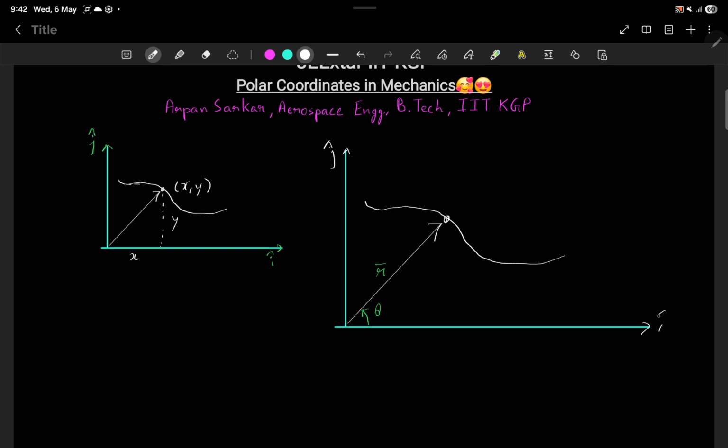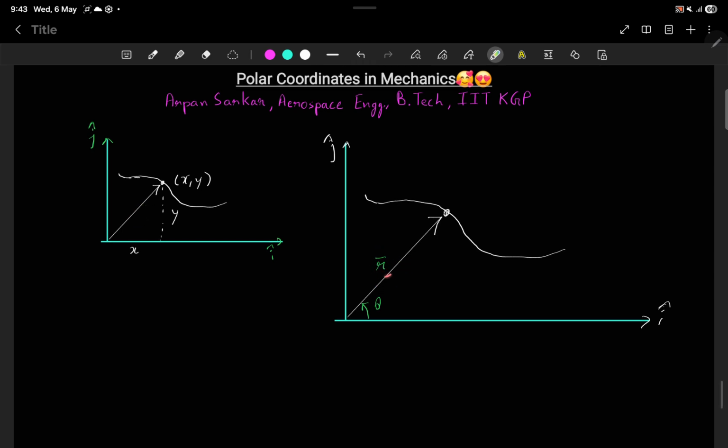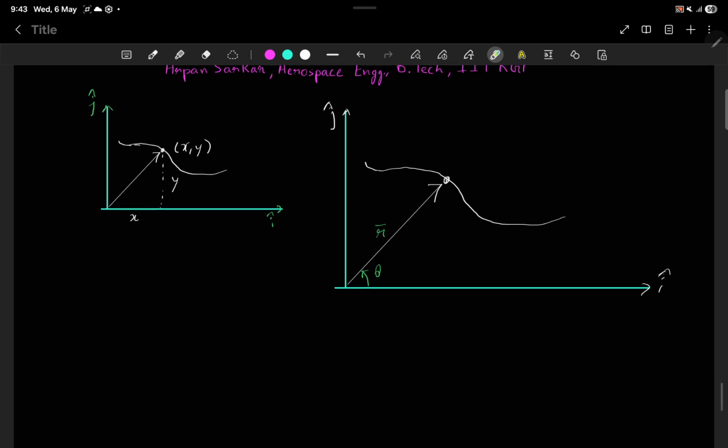This is the i cap. At this point, this is the r vector, the radius vector, or the position vector, whatever you want to call it. I will define two new directions, since it is moving along this curve.